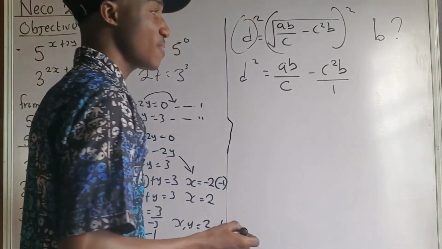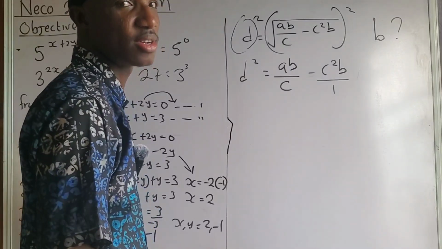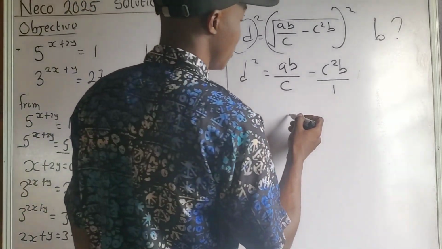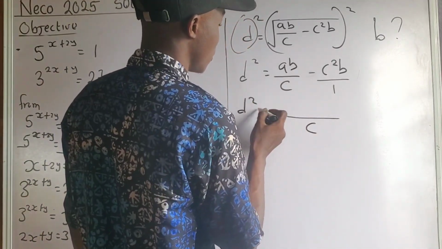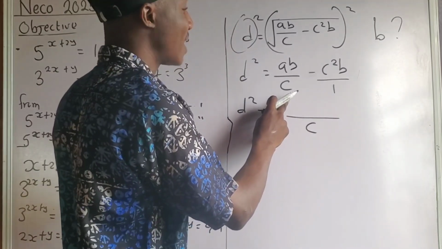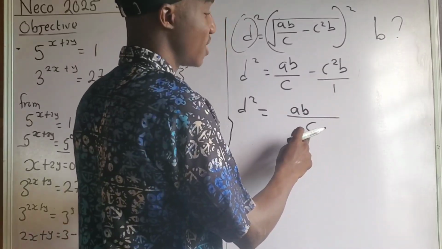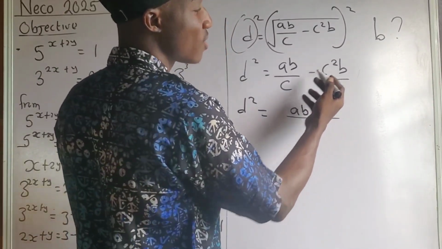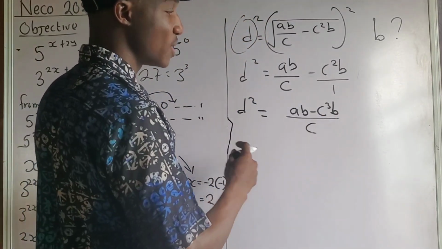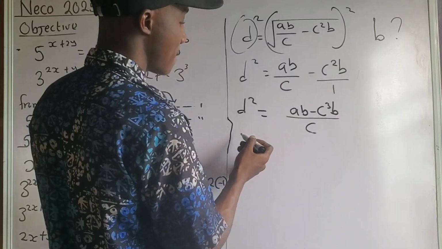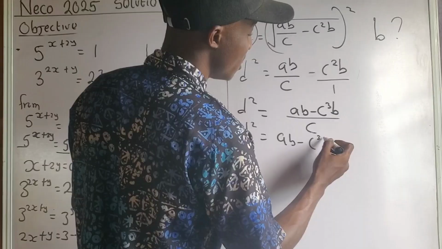Are you getting it? Now, the next step is that you have to take the LCM. Do you understand? So, the LCM here will be C, right? So, C divided by C is what? 1. 1 times AB, that is AB. Now, C, please pay attention. C divided by 1 is C. C times minus C squared B, that is minus C raised to the power of 3B. Do you understand? Okay, the next step is to cross multiply. So, you're going to have CD squared equals AB minus C raised to the power of 3B.